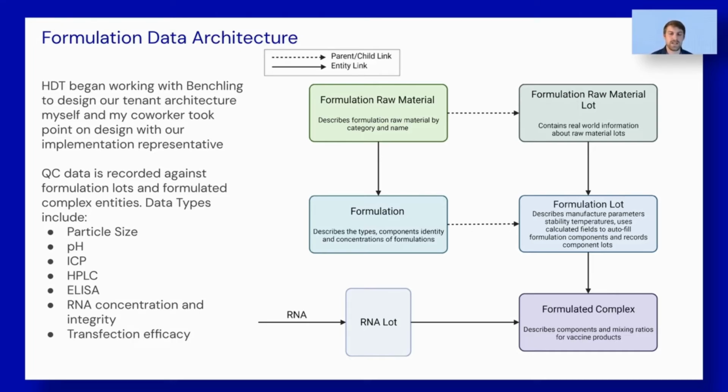Then a formulation entity would be created. The formulation entity you can think of as the recipe for a formulation. It primarily consists of formulation raw material entities with assigned concentrations, as well as some metadata about the formulation itself. Next, a formulation lot entity is created, which again acts as a digital representation of the physical entity in the lab. It has both a parent-child link to the formulation, as well as calculated fields that surface the recorded formulation raw material entities on the formulation page.